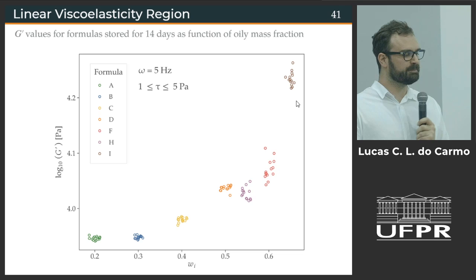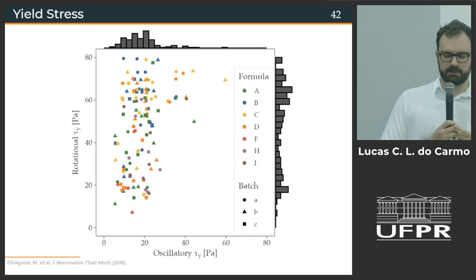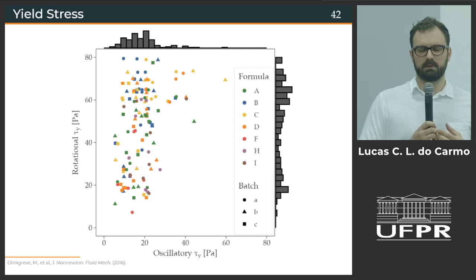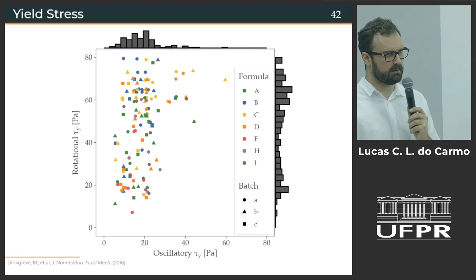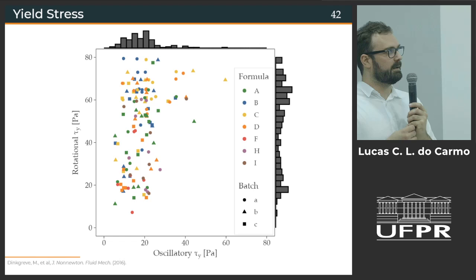One of the measurements was the yield stress, and it was measured by both oscillatory and rotational methods. The yield stress is also one variable that has been used to assess whether or not the formulations are stable. However, we saw that the error is very large for this calculation, and it's even larger for the rotational measurements. Here on the x-axis, we see that the oscillatory method is more precise. This is the distribution of the values, while for the rotational methods we saw a larger distribution, which we identified as being less precise than oscillatory methods.